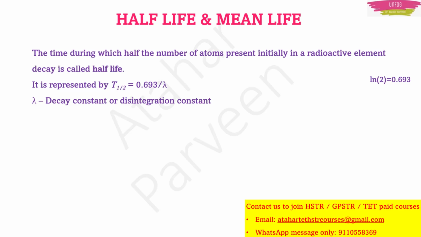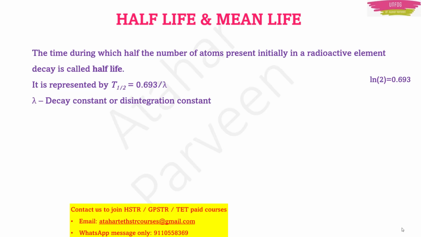This is equal to 0.693 by lambda. Lambda, we know, is the decay constant or disintegration constant, right? From where did we get this 0.693? Actually it is the natural logarithm of 2. The half-life, T half, is equal to the natural logarithm of 2 by lambda. But the natural logarithm of 2 has one value, 0.693, which is a constant. That's why we directly wrote 0.693 by lambda. This formula you have to remember: T half is equal to 0.693 by lambda.